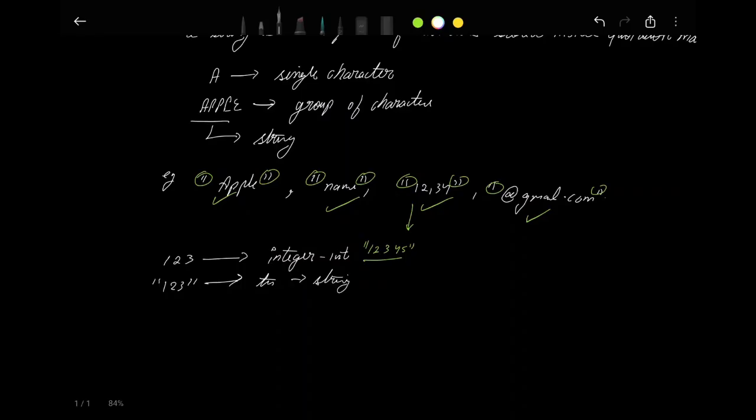This is one of the most common mistakes beginners make. Without quotation marks, 123 is an integer. With quotation marks, 123 becomes a string. Although they look similar, Python treats them completely differently.